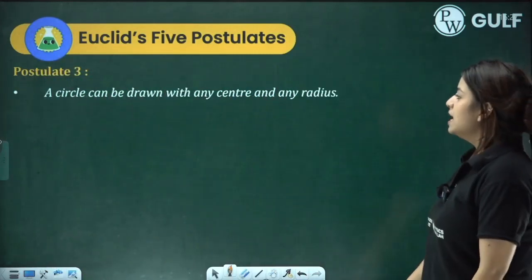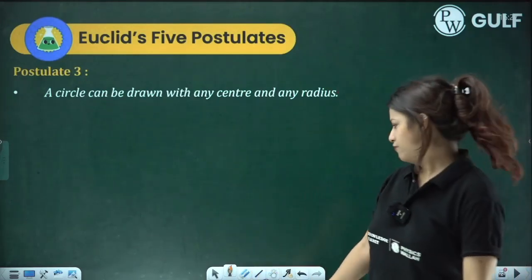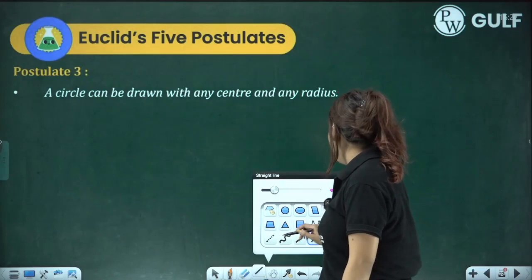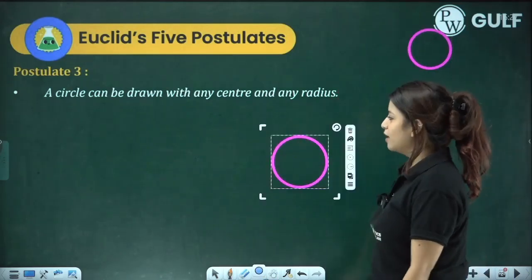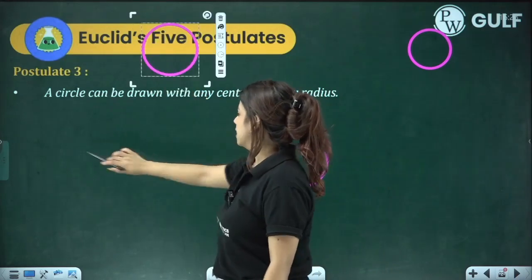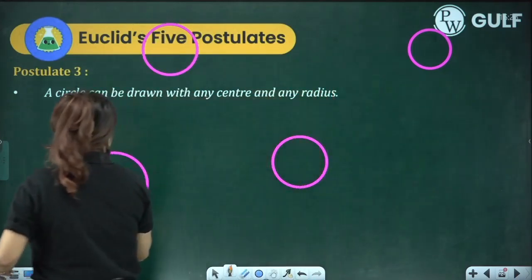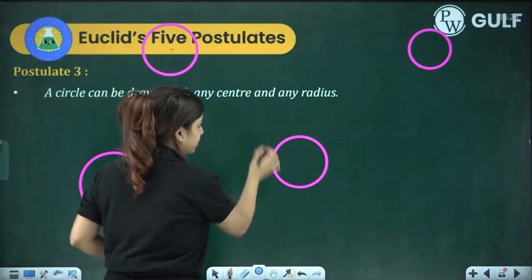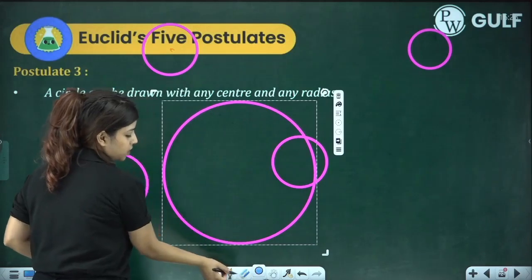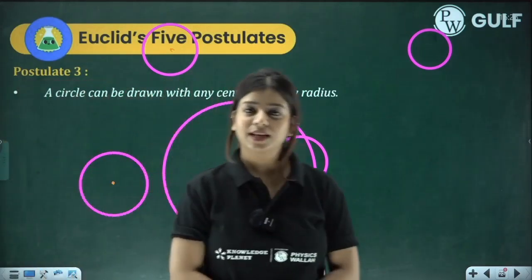Next we have is a circle can be drawn with any center and any radius. For example, if I have to draw a circle here, I can draw a circle here, here, here, anywhere. That means with any center I can draw the circle, and of any radii also. This is also a circle, right? And of any radius we can draw the circle.